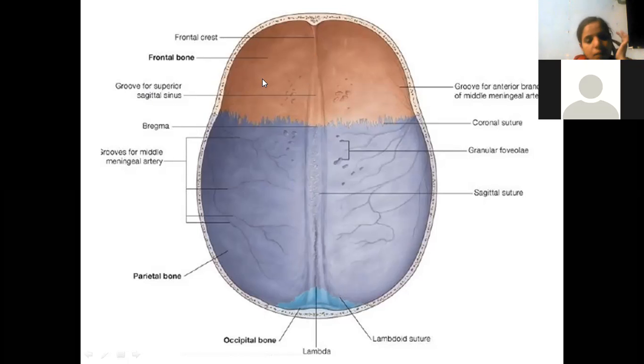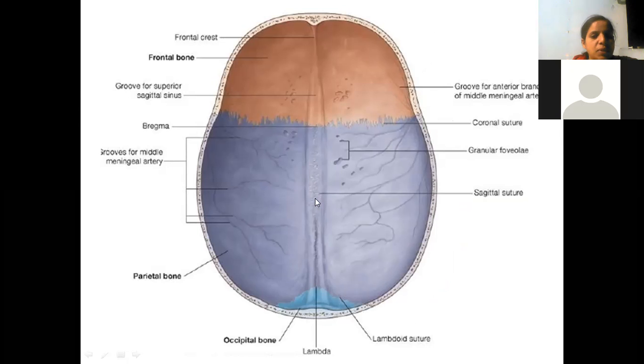Colors have been used for the frontal bone, orange; parietal, blue; and sky blue is the occipital bone, with the same names like bregma, lambda, and all. I told you there is a metopic suture in a few skulls. Basically, the frontal bone is formed by the fusion of two individual frontal bones. Sometimes that suture may remain like that, which is the metopic suture. Correspondingly, inside you have a crest called the frontal crest.